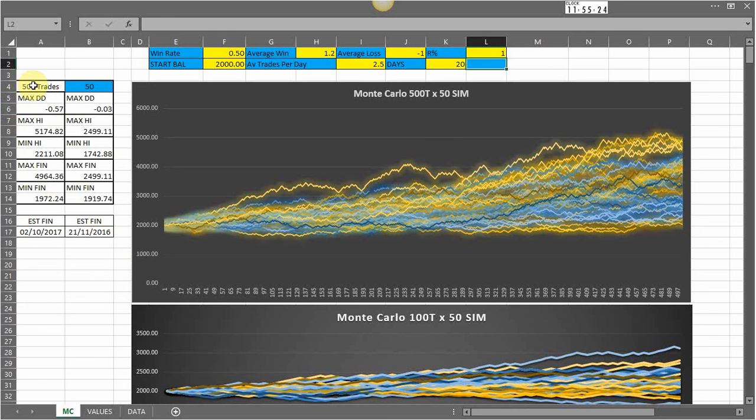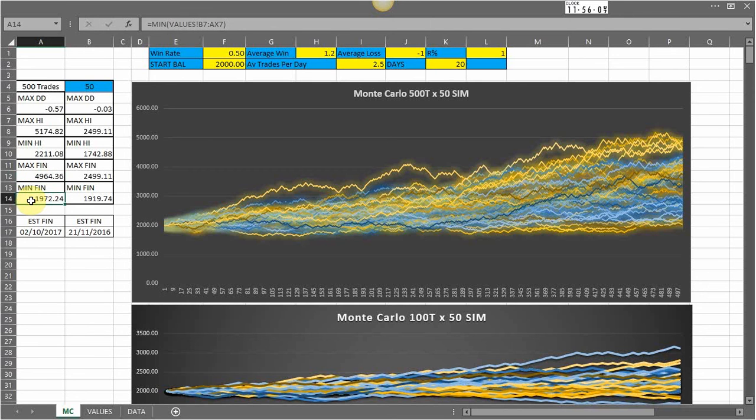Okay, so over 500 trades, our max drawdown would be 57%, so it's minus 0.57, which translates into roughly minus 50%. The max high is 5,174, so obviously you've got to take your 2,000 starting balance away from these to get returns. Minimum high is 2,211. After 500 trades, the max finish across 50 simulations is 4,964, which is 2,964 once you take away the starting balance.